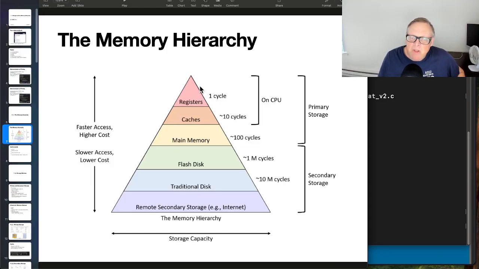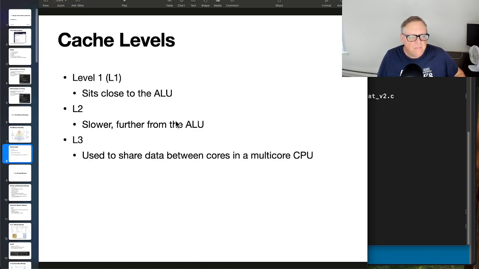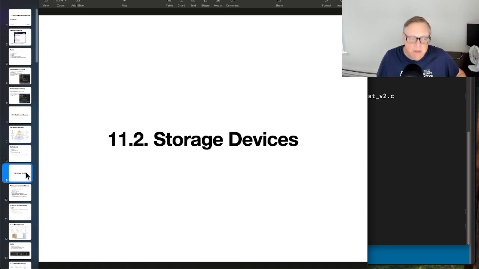So there's different places to store data. You can store it in the registers right on the processor, and that's the fastest, but there's not very much of that. There's caches available, which are much bigger, but somewhat slower, and then main memory is a whole lot slower again. That's RAM. And then, of course, there's the hard disk and the SSD and all that stuff, and storing things far away on the network that are much, much slower. So level 1 cache is close to the arithmetic logic unit. Level 2 is slower, and level 3 is used to share data between cores in a multi-core CPU.